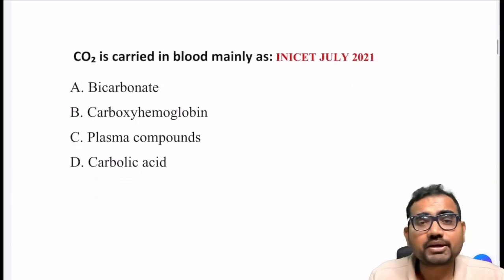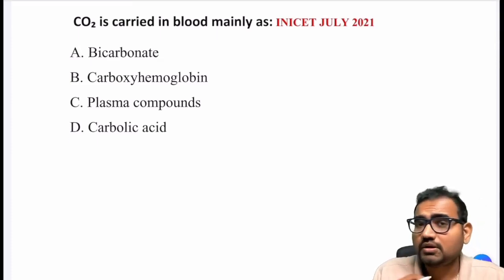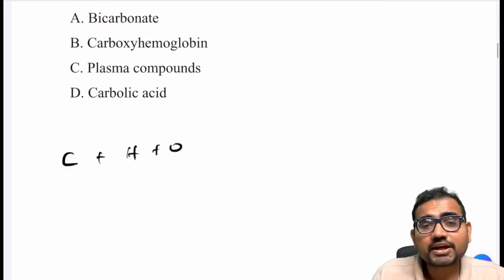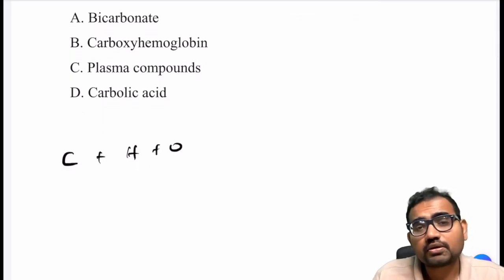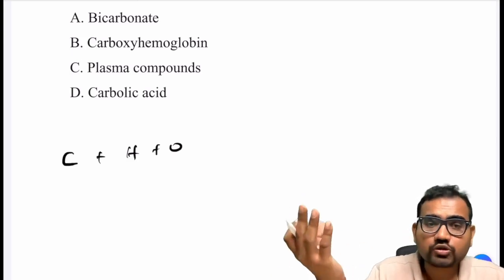Carbon dioxide in the blood is carried mainly as? As I told you, the food, the carbohydrates and the fats that we take have more of carbon, hydrogen plus oxygen. The hydrogen is taken up by the body and supplied to the electron transport chain, where it undergoes oxidative phosphorylation. It produces more amount of ATP.